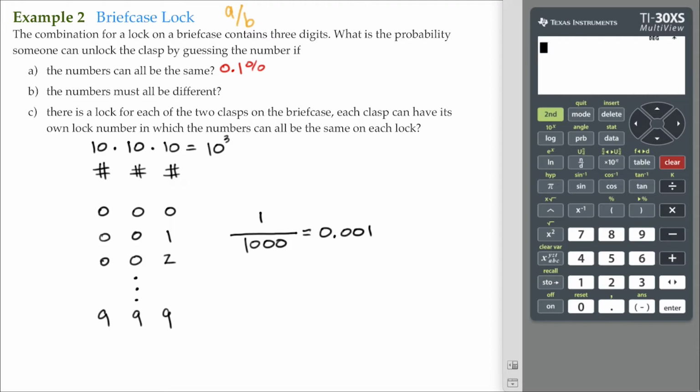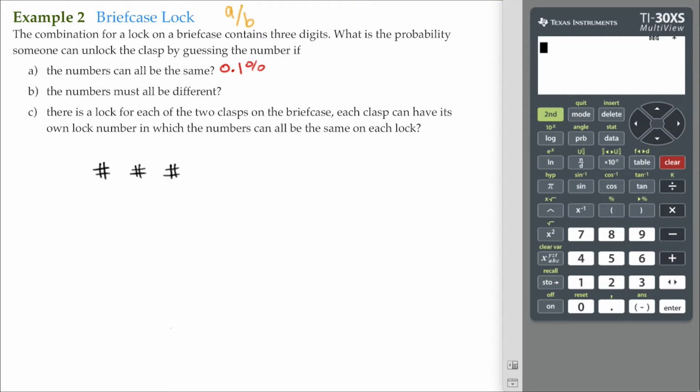We're going to use the same approach for letter B. Except B says the numbers must all be different. So if there are 10 digits that I could assign to the first number here, this number must be different than this one, so that leaves me with only 9 digits. And of course, this one must be different than the other 2, so I'm left with 8 digits.